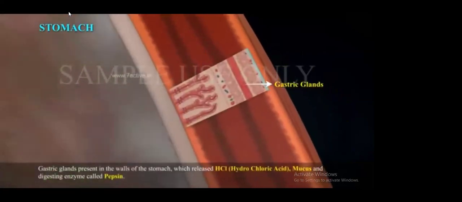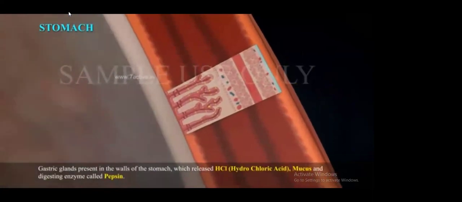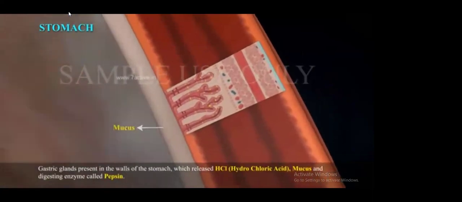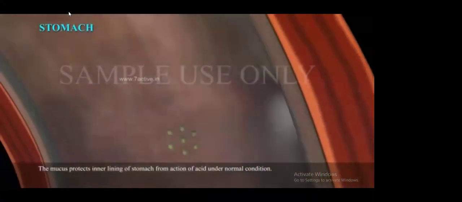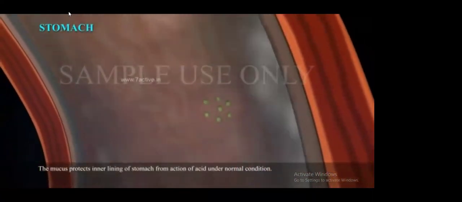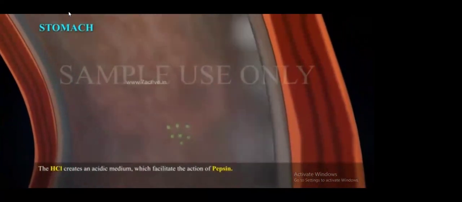Gastric glands present in the walls of the stomach release HCl, hydrochloric acid, mucus and a digesting enzyme called pepsin. The mucus protects the inner lining of the stomach from the action of acid under normal conditions. The HCl creates an acidic medium which facilitates the action of pepsin.